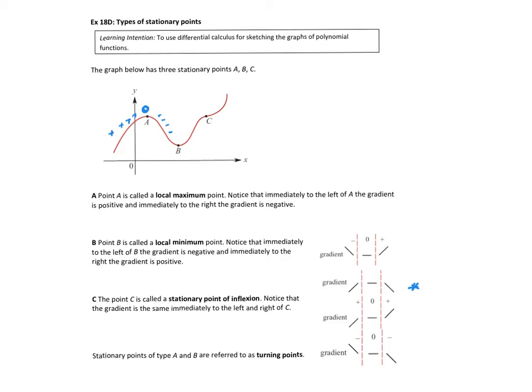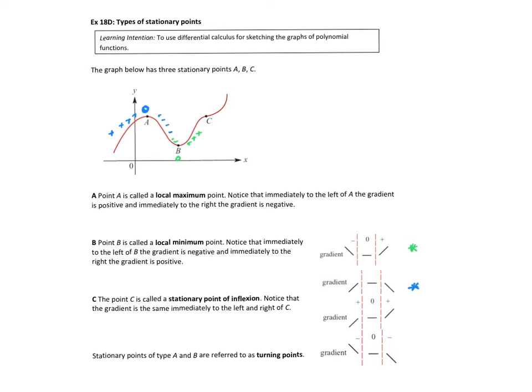At this one here, leading up to it, our gradient again is negative, it becomes 0, and then it becomes positive. We're looking at this scenario here. Negative gradient, 0 gradient, positive gradient.